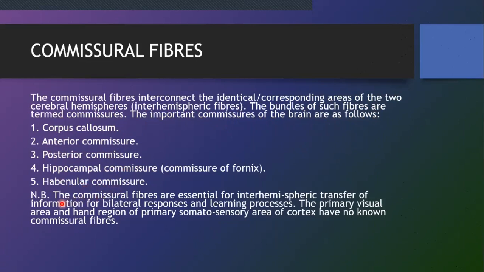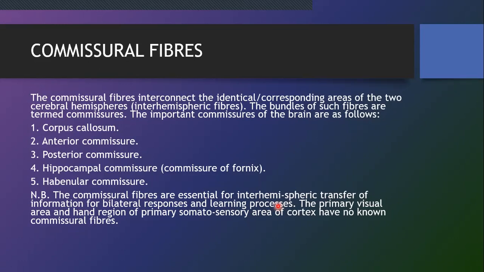Now, note this, the commissure fibers are essential for interhemispheric transfer of information for bilateral responses and learning processes. So you can find, if you learn to do one thing with, say, the left hand, the right hand will automatically know to do that, thanks to these commissure fibers, okay? If you learn to kick the ball with the left foot, the right foot will also learn to kick the ball, but you will not have trained the right foot.